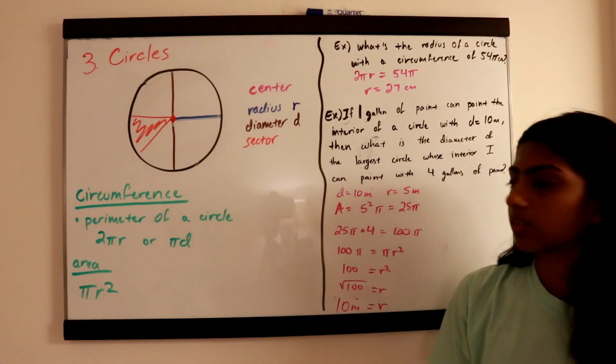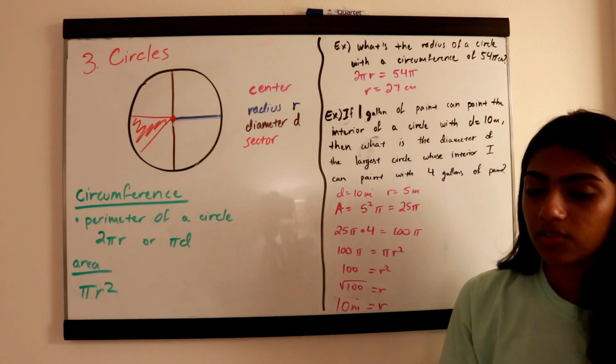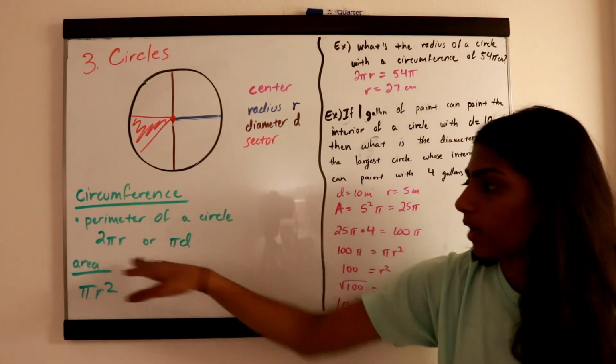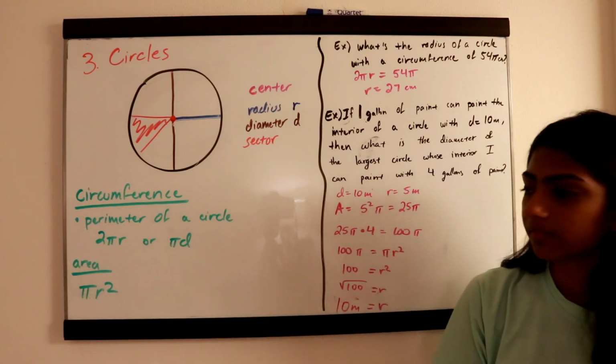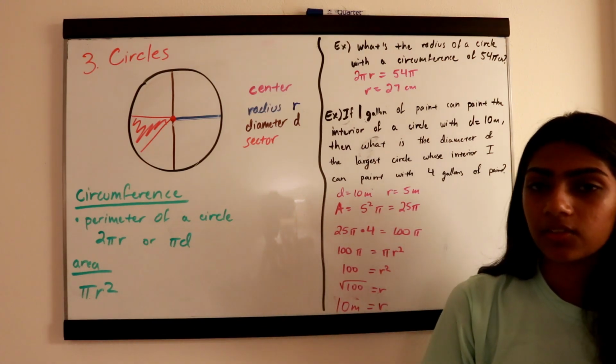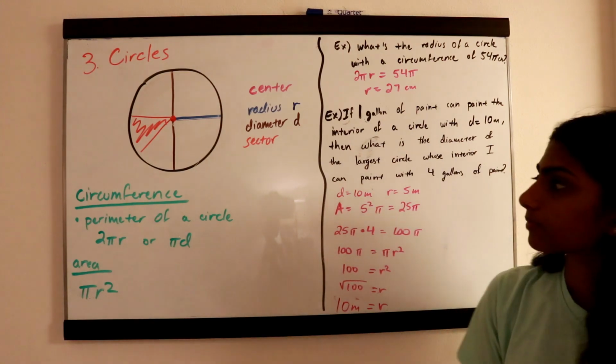So the circumference of a circle is the perimeter of the circle. And you can find this in 2 ways. You can do 2 pi r, or since you know that 2r equals d, you can just say pi d. Next, to find the area, you can do pi r squared.